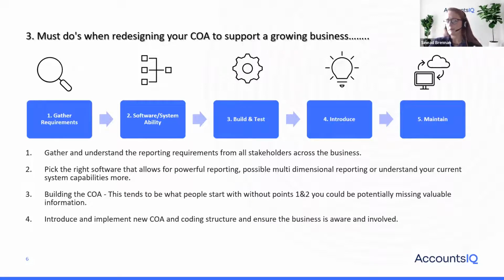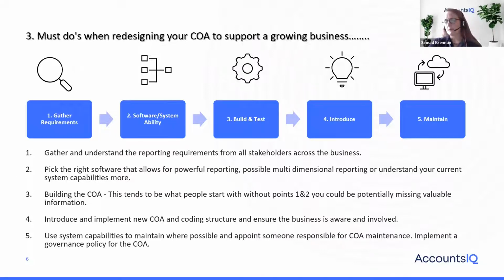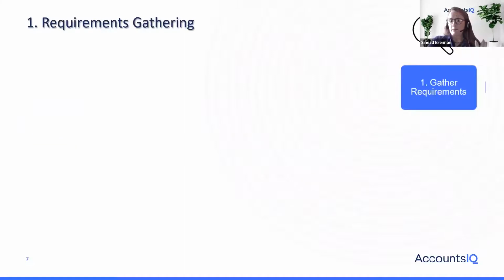So introduce and implement a new COA and coding structure and ensure the business is aware and involved. Okay. And use system capabilities to maintain where possible, and appoint someone responsible for COA maintenance. It's really, really key, and implement potential governance policy for the chart of accounts, depending on the size of your organization or the structure. So we're going to look at them in a little bit more detail.